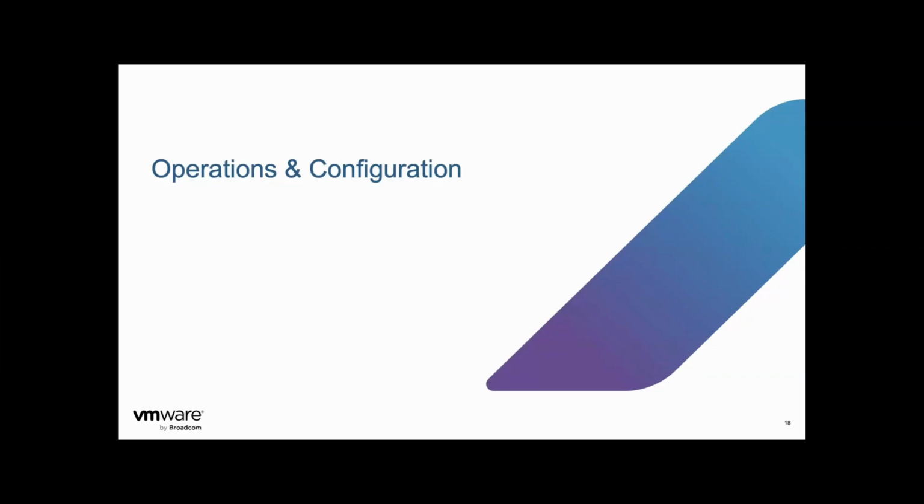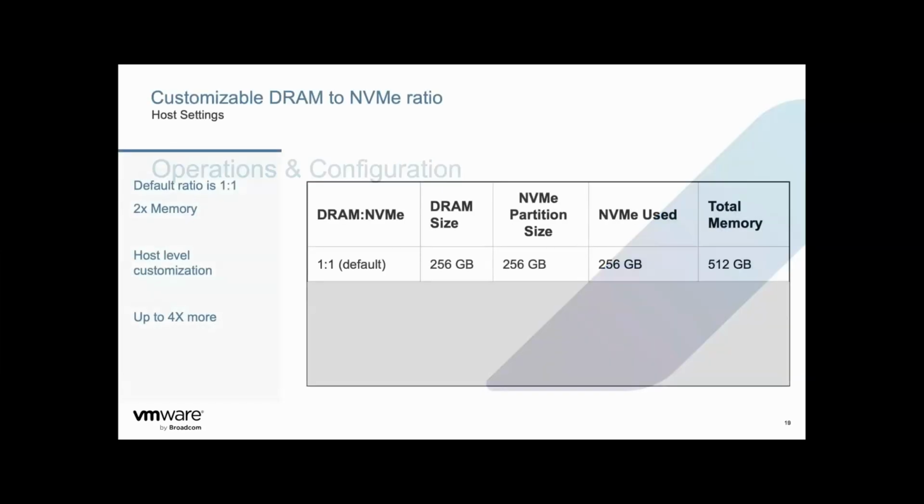All right, let's talk about some of the operations and configuration. So initially, we talked about having different tiers, tier 0, tier 1, right? Tier 0 is DRAM, and tier 1 is NVMe. So when we talk about ratios, we're talking about ratios between those two tiers.